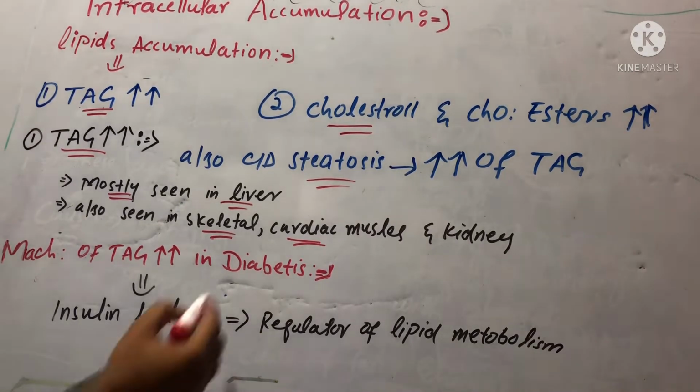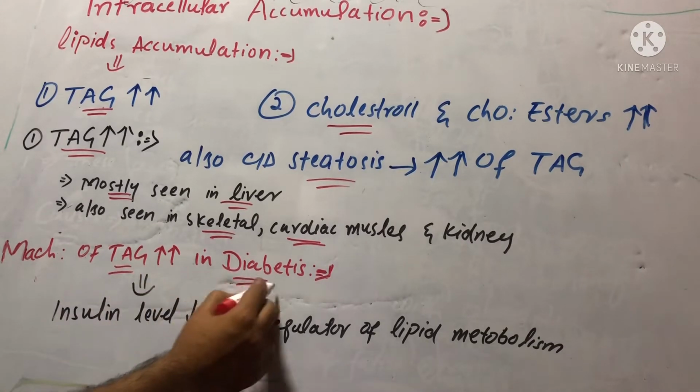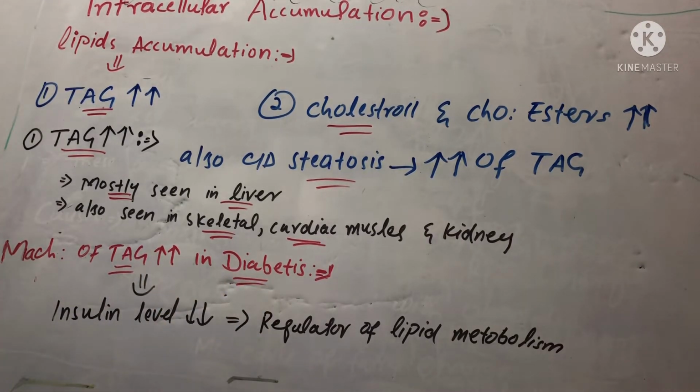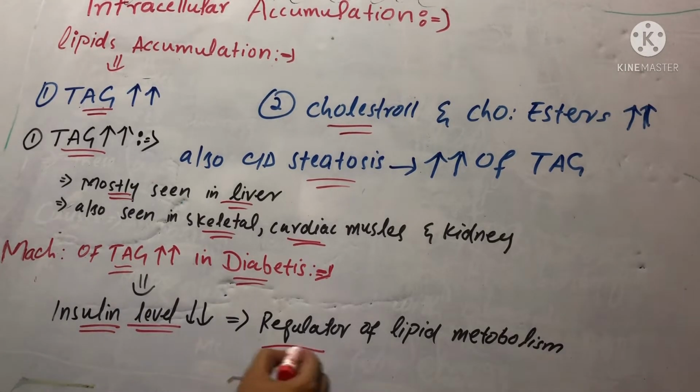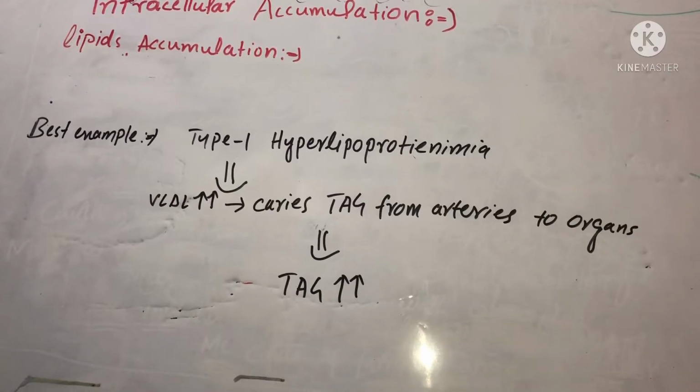How is triacylglycerol accumulated in diabetes? We had already discussed that a cause of intracellular accumulation is diabetes. How is triacylglycerol accumulated in diabetic patients? We know in diabetes mellitus insulin level goes down, and we also know from biochemistry that insulin is the main regulator of lipid metabolism. So if the level of insulin increases, there will be greater lipid metabolism. If the level of insulin is decreased, there will be low lipid metabolism.